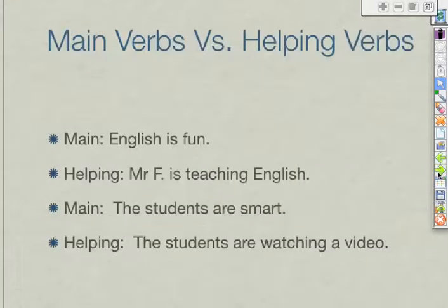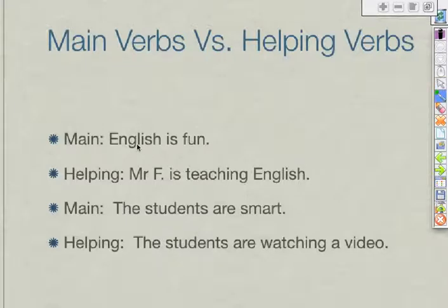Okay, next page. Told you that they could be main verbs, but they could also be helping verbs. Now, here's an example of one of those forms of be, have, and do as a main verb. Now, present form of be would be is. English is fun. Okay, which is most definitely true, right?